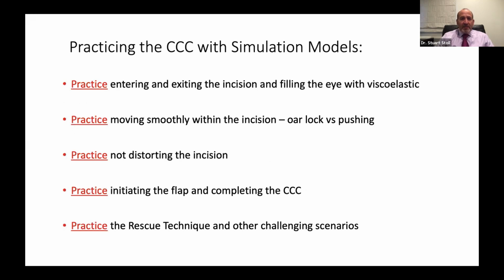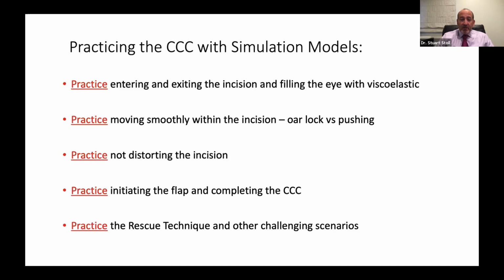So in practicing CCC with simulation models, you can practice all the different steps. You can practice entering and exiting the incision and filling the eye with viscoelastic. You can practice moving smoothly within the incision. We're going to talk about oar-lock versus pushing on the incision. You want to practice not distorting the incision because you don't want to lose viscoelastic. You can practice initiating the flap and then completing the CCC and doing that with a cystotome or forceps. And you want to practice the rescue technique and other challenging scenarios.